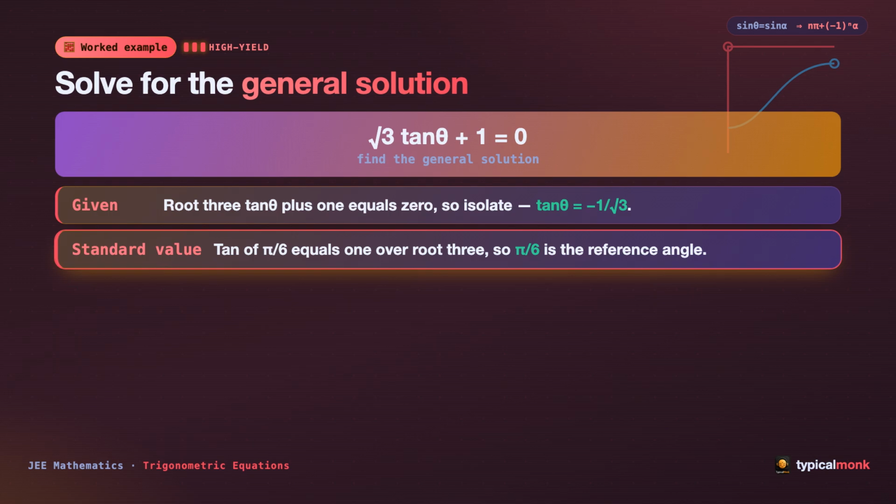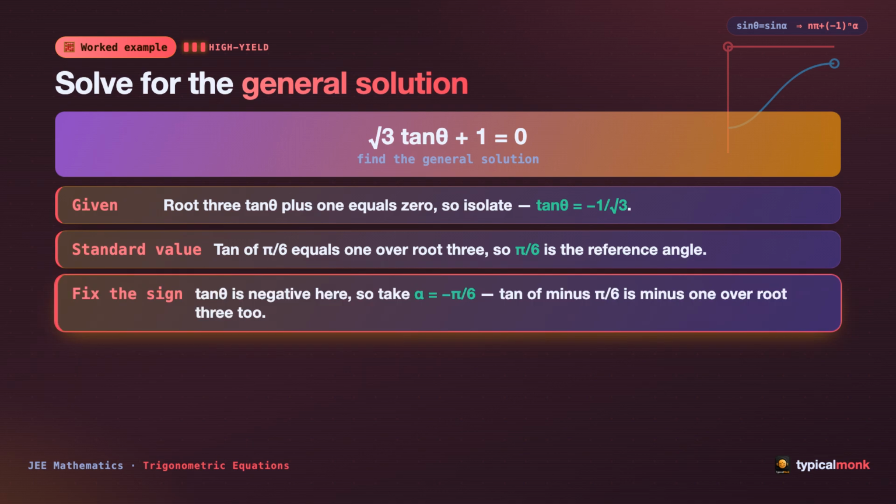Step 2. Recall the standard value. Tangent of pi over 6 equals 1 over root 3. So pi over 6 is our reference angle. Step 3. Fix the sign.